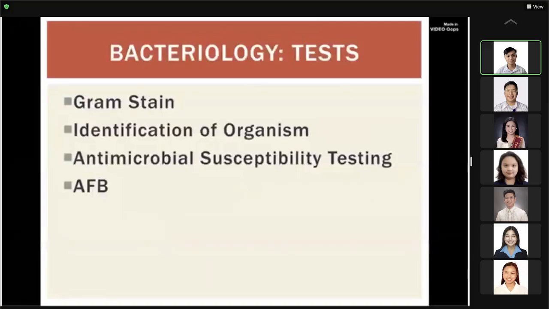We'll go through tests in bacteriology, mycology, and virology. Selected tests that are commonly requested. For bacteriology, we start with the gram stain, we proceed with the identification of the organism and antimicrobial susceptibility testing. We will also be discussing acid-fast bacilli, AFB.